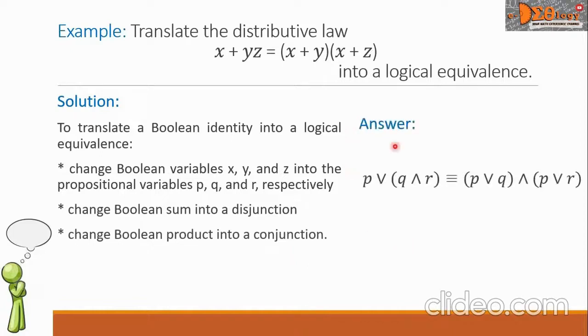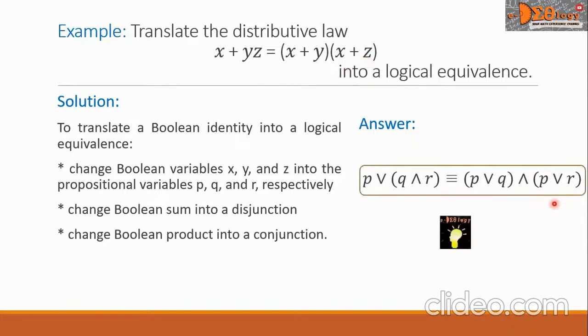So for our answer, we will write like this. The x becomes p, the plus becomes or. This y times z is now the quantity q and r. The equal sign now becomes the equivalence sign. Then x plus y becomes p or q. The multiplication here becomes and, the x plus z is now p or r. This is our final answer.